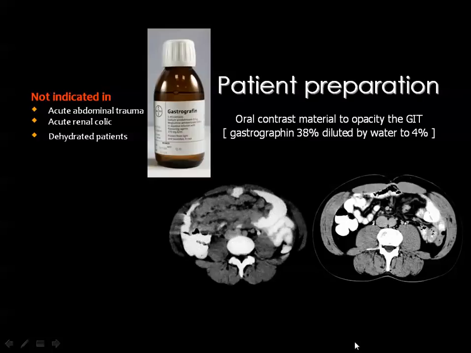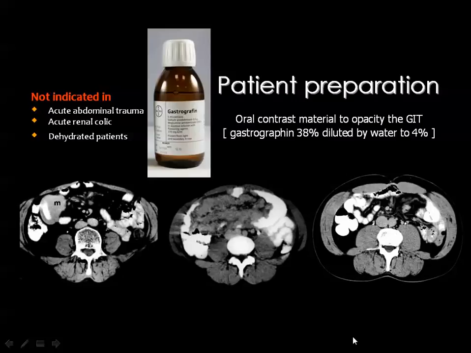This type of preparation was an essential part of the examination, because it helps us too much to identify some of the pathologies which we would not be able to identify without the administration of this oral contrast material. This is an example where you can see that some of the intestinal loops are normally opacified by the orally administered contrast media, while other intestinal loops are not opacified, which is indicative that there is some pathology here which requires further evaluation.